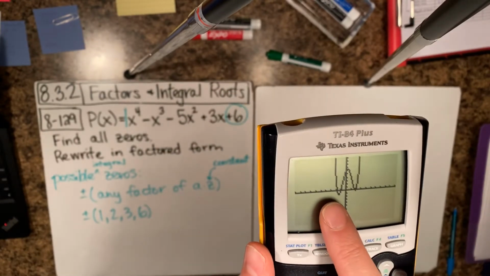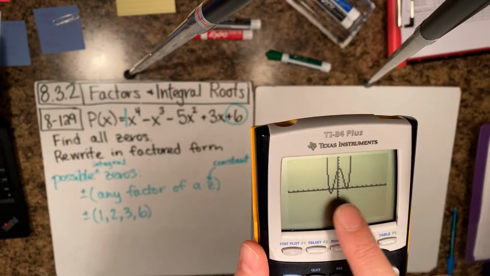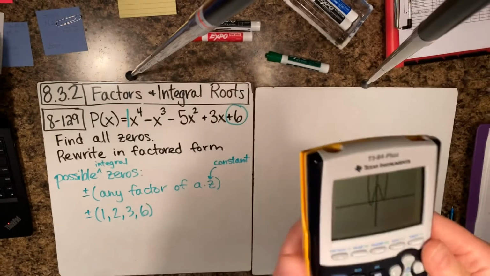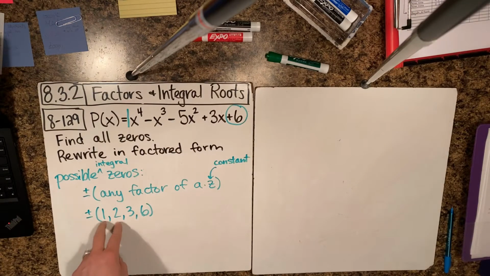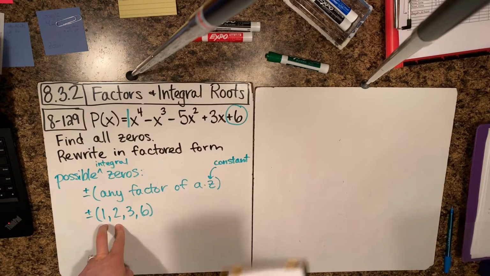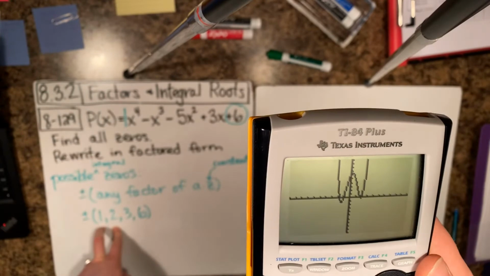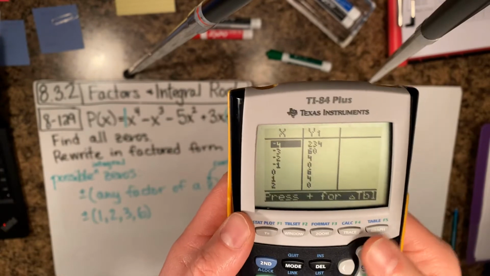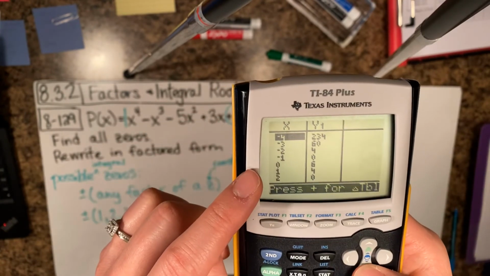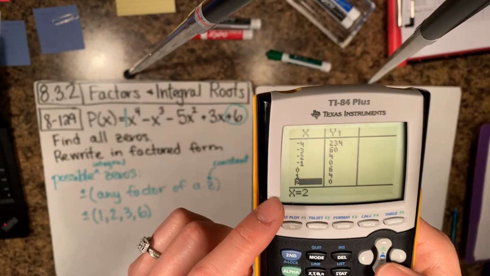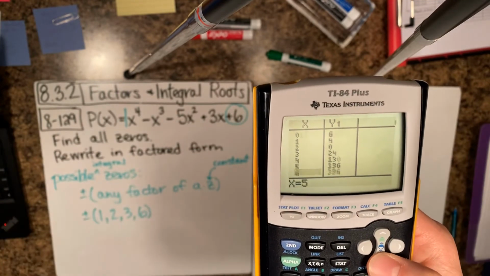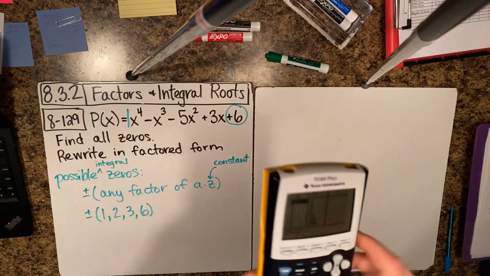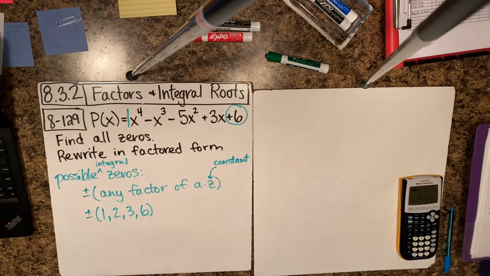When I look, I can see maybe it crosses at -2, -1, maybe +2. So I'm checking to see where it looks like it crosses, and then I can look down here, oh yeah, -2, -1, and +2 are possibilities. It definitely does not cross at 3 or 6 or -3 or -6. And I can just verify on my table. I can see that -1, 0 and 2, 0. And I can keep going and I can see those are no zeros. So we said -1 and +2 are the integral zeros.